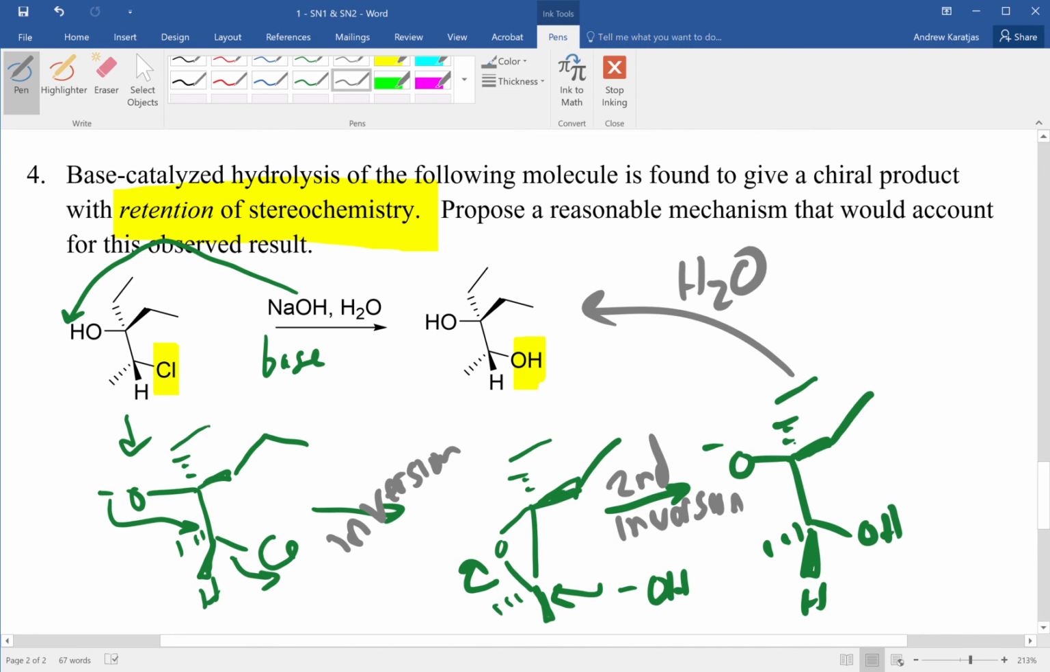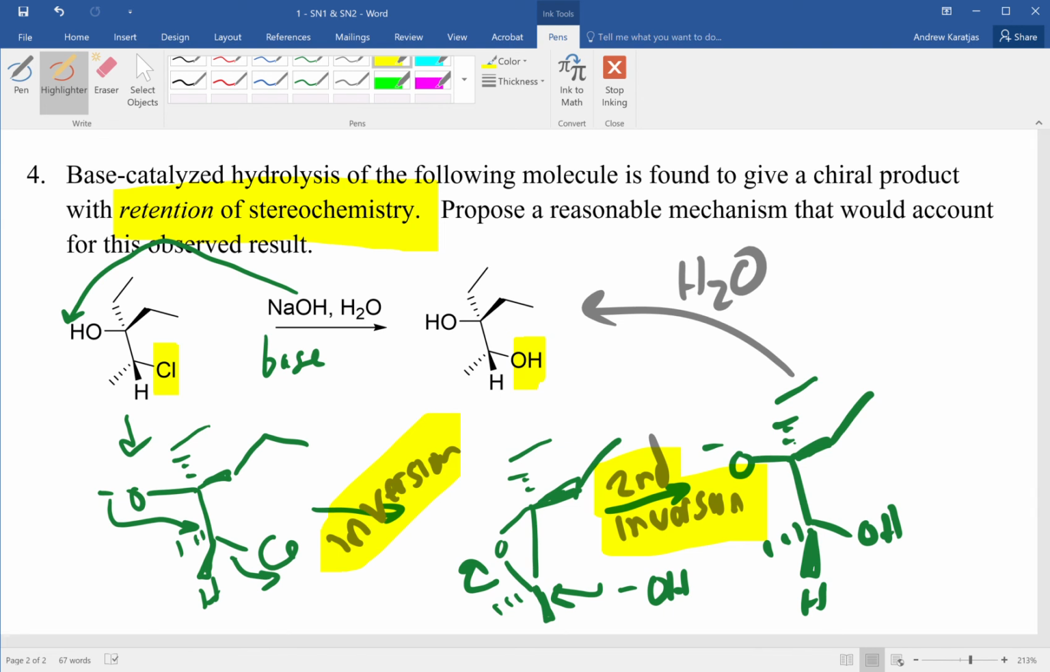But what's happening here and what gives us the retention of stereochemistry is that we had not one inversion of stereochemistry, but 2 inversions of stereochemistry. And if you invert the stereochemistry twice, it's going to look like it's been retained.